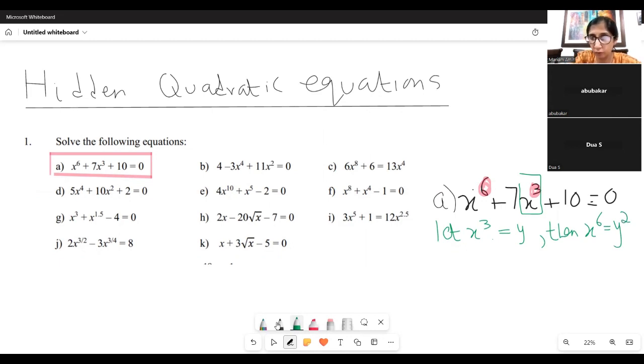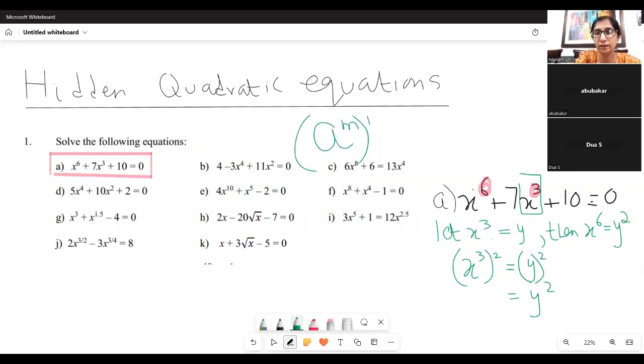Why is that? From indices of O levels, if we square both the sides, this is squared and this is squared. So the right hand side becomes y square. And remember the rules of indices, if we have a power m, bracket power n, that equals a power m times n. So that would become x power 3 times 2, which is 6. So if y is x cubed, then y square is x power 6.